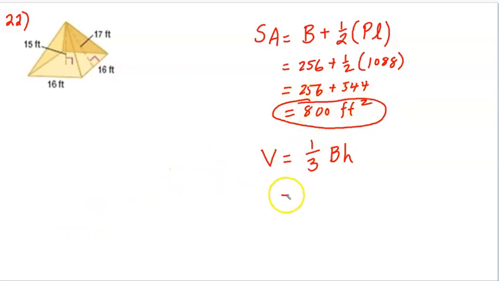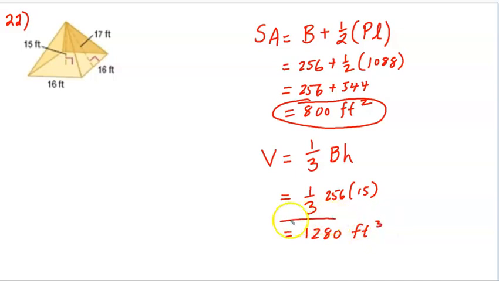All right, and so for volume, we already came up with the area of the base, that's 256, times the height, and they gave us this, that's 15 feet. You can see the height of the solid. And so we just plug into our calculator, 256 times 15, and divide that by 3. And that's 1,280 cubic feet.